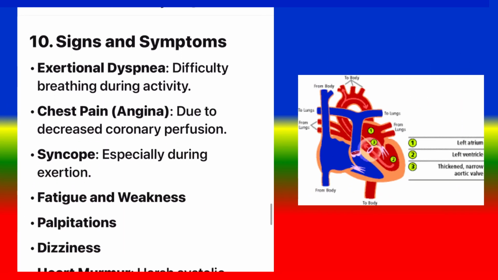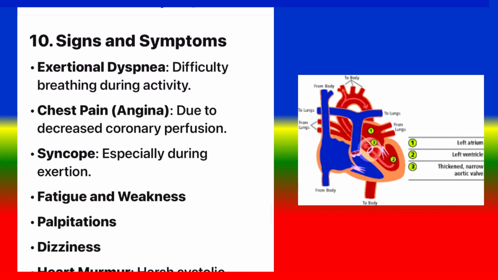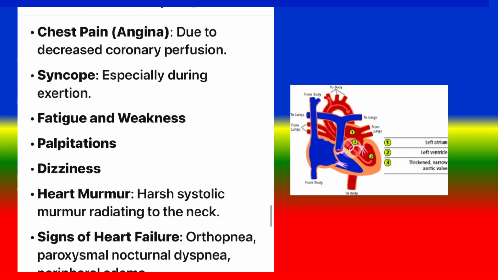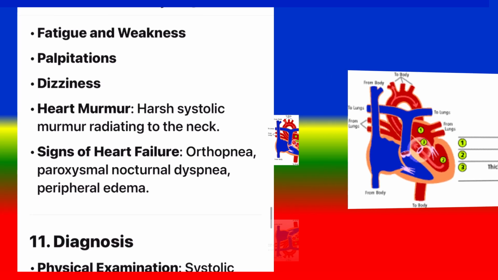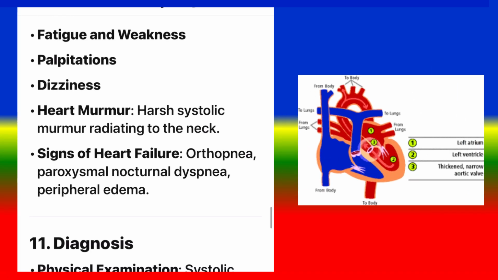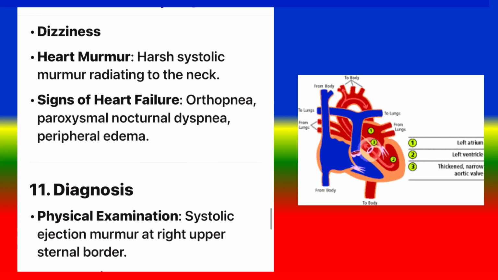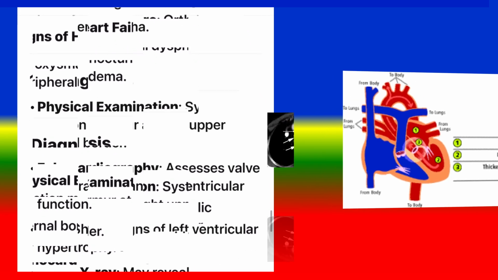10. Signs and symptoms. Exertional dyspnea, difficulty breathing during activity. Chest pain, angina, due to decreased coronary perfusion. Syncope, especially during exertion. Fatigue and weakness, palpitations, dizziness, heart murmur, harsh systolic murmur radiating to the neck. Signs of heart failure: orthopnea, paroxysmal nocturnal dyspnea, peripheral edema.